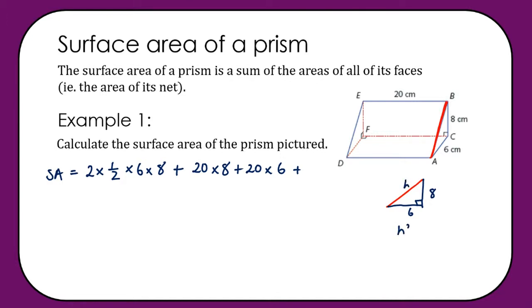So we know that h squared is equal to 6 squared plus 8 squared, and if we know our Pythagorean triads, we might have already recognised that this is just a multiple of a 3, 4, 5 triangle, so h will be 10, but we can always use Pythagoras to work it out. So 36 plus 64, h squared is 100, so h is indeed 10. Okay, so that third rectangle has dimensions 20 by 10.